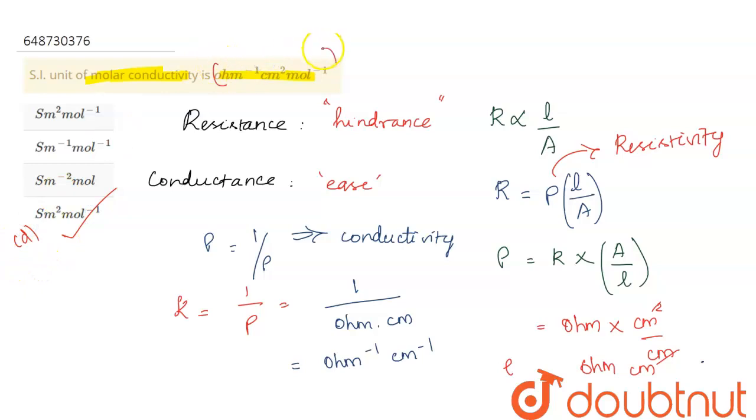They themselves have given the answer here, and we could have derived it from here itself. But to understand what is meant by molar conductivity, all these explanations have been given. The rest of the options are incorrect because they have different values among the units. So the correct answer is option D.